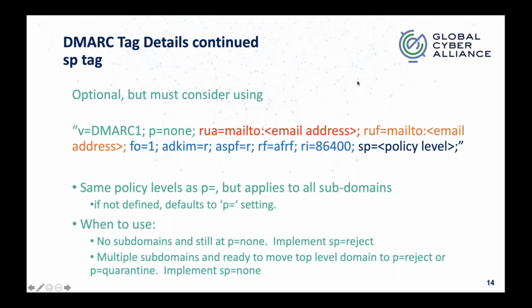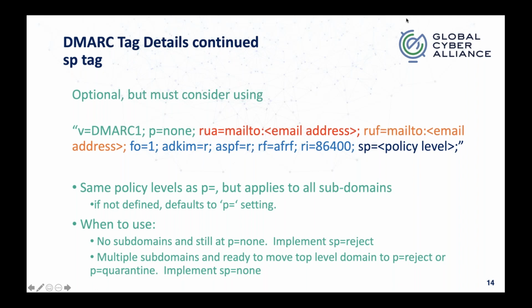So for SP, we have the P tag, and the P tag defines your policy for that domain and all subdomains. But the SP tag is meant for your subdomains, a policy to apply to the subdomains of the domain you're creating the policy for. Because there are chances that you may have subdomains that are being used. But again, there may be subdomains not being used that you want to prevent from being used.